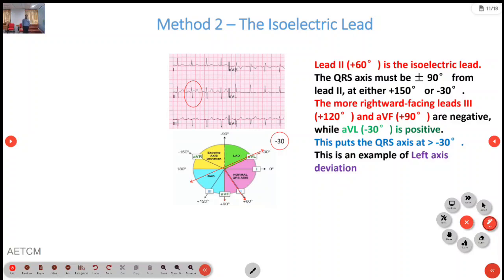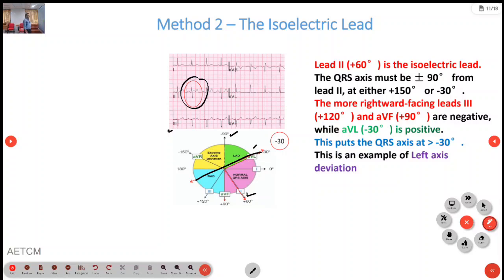Now, next one is left axis. Lead 2 is an isoelectric lead. This is a 90 degree axis. Okay. The more rightward facing leads 3 and AVF are negative. AVL is positive. This puts the QRS axis in nearly minus 30. Okay. And you know that when it is minus 30, it is left axis deviation.